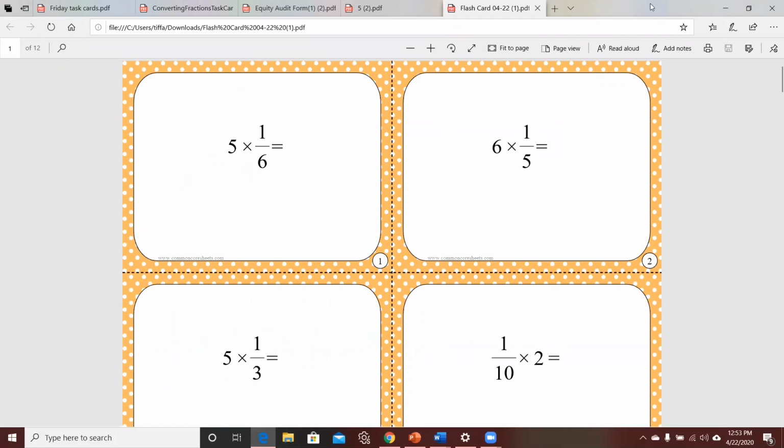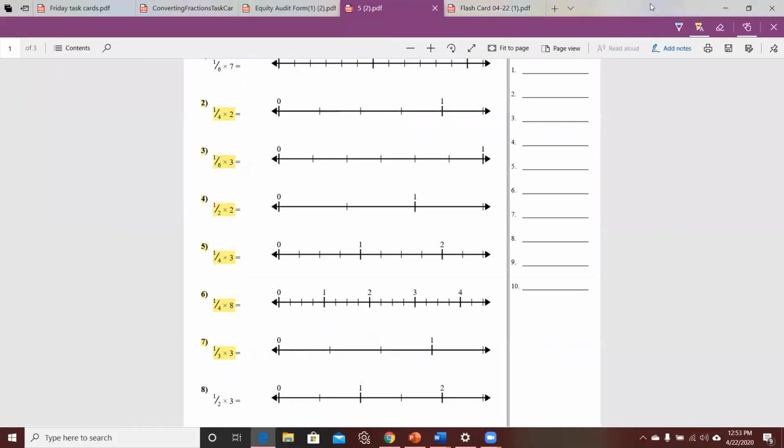Give me just a second. Is this one hidden up here? Okay. So we're only going to look at the ones that I've highlighted in yellow. The number line's already drawn. So this one, they've just switched it around. I've been saying the whole number first. This is 1/4 times 2. We know that also can be 2 times 1/4. So that means that I have 2 jumps of 1/4.